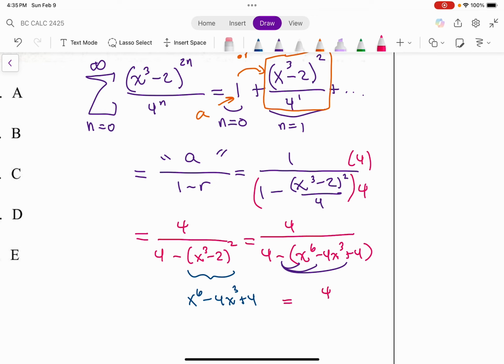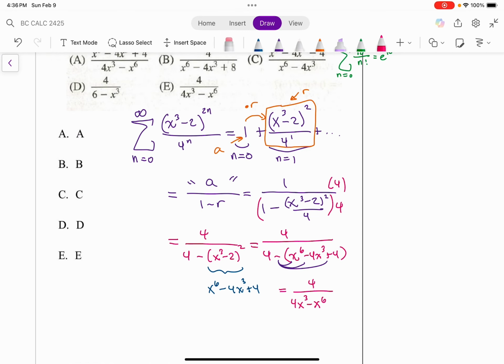So I get 4 over, looking at how signs kind of shift around, 4x cubed minus x to the 6th. And that is answer choice E.